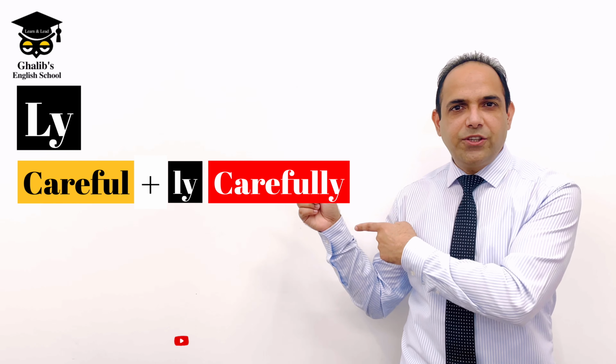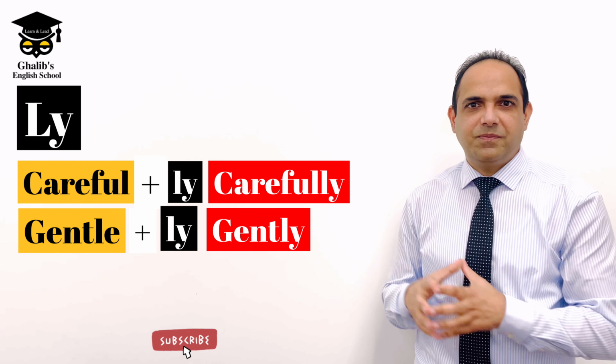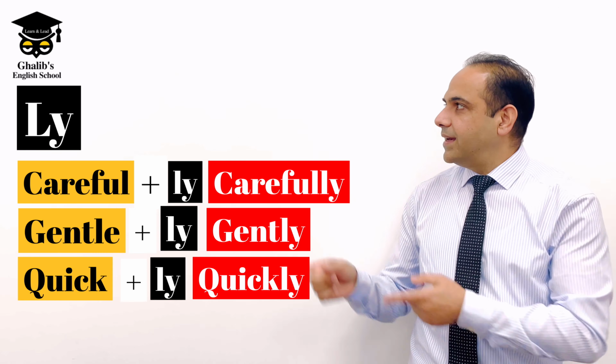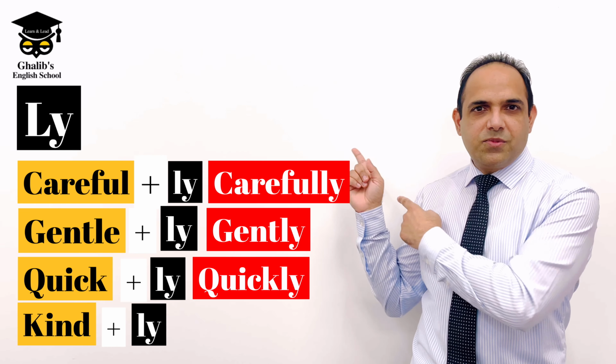Next one is -ly. Ly means in what manner. For example, careful, carefully. Gentle becomes gently. Quick becomes quickly. Kind becomes kindly.